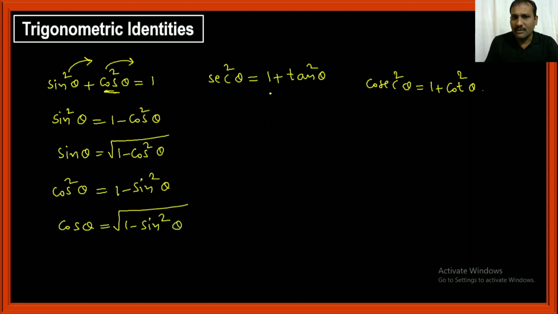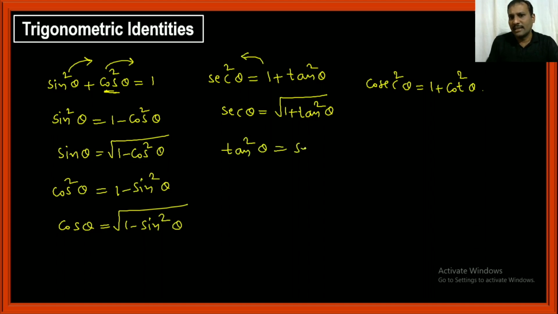And here, one more formula you can write is secant theta is equal to under root 1 plus tan square theta. And if you want the tan square theta value, send 1 to the left side, you will get secant square theta minus 1.